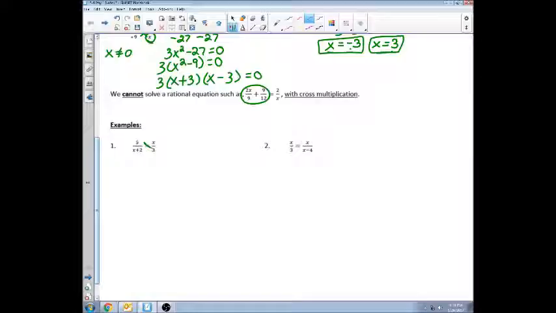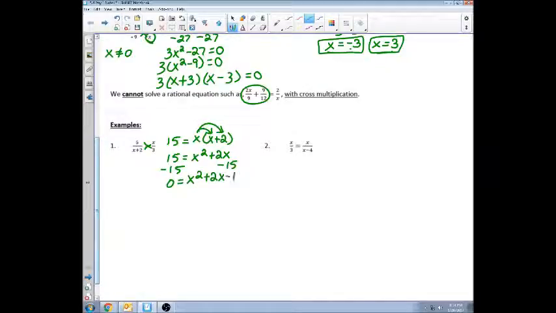I'm going to take 5 times 3, which will get me 15, is equal to x times x plus 2. So 15 will be equal to, I'm going to distribute this x, so it would be x squared plus 2x. Remember what I said above, I want to get everything to the same side of the equal sign, so I'm going to subtract the 15 from both sides. So 15 minus 15 is 0, which would get me x squared plus 2x minus 15. And now I'm going to go ahead and factor.